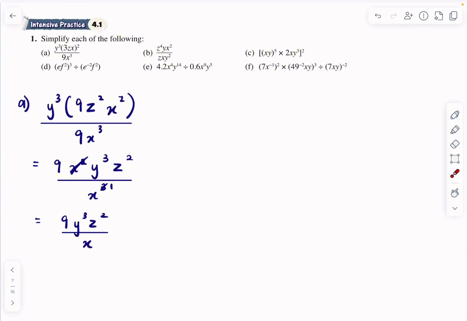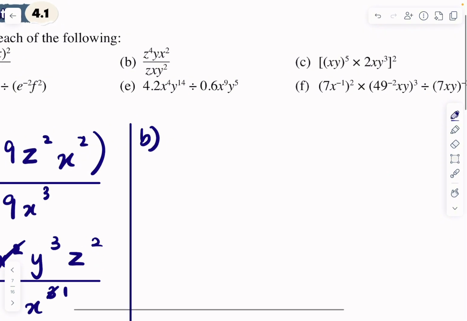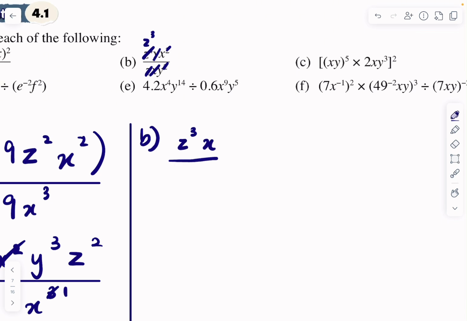Okay, let's look at B. Oh, this one we can straight away cut already. So here we have 4 z's, here we have 1 z. So we'll be left with z cube. We cut 1 y here, we cut 1 of the y here, we are left with y power 1. X square, we cut the square, we cut 1 x here. So we are left with z cube x over y.